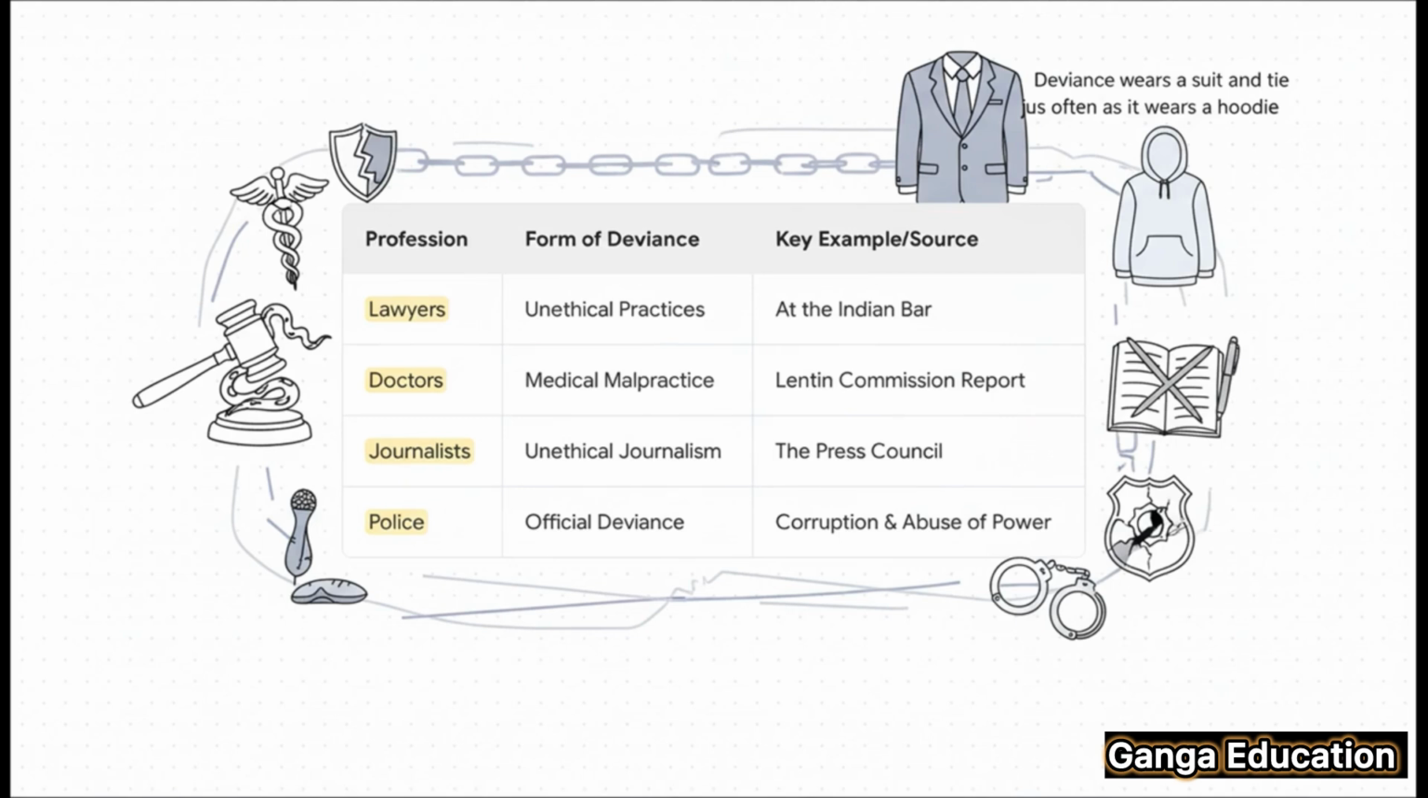It happens everywhere. When a lawyer breaks their client's trust, it shakes our faith in the whole justice system. When a doctor is negligent, like what the Lenton Commission report exposed, it destroys our trust in healthcare. The press council deals with unethical journalism that can mislead an entire nation. And when police are corrupt, the very foundation of law and order begins to crumble. Deviance absolutely wears a suit and tie.